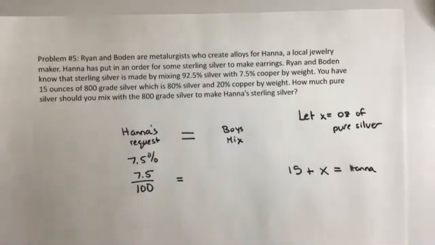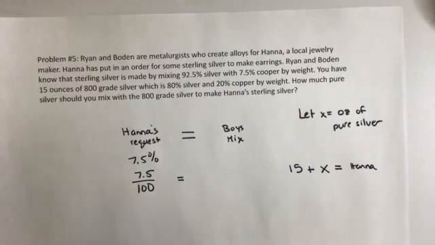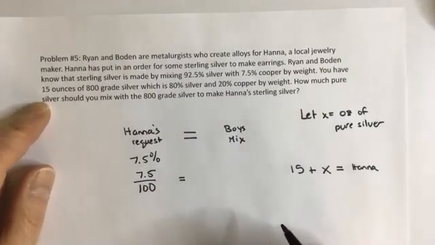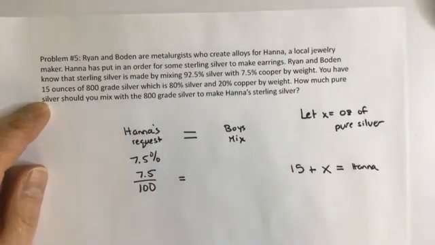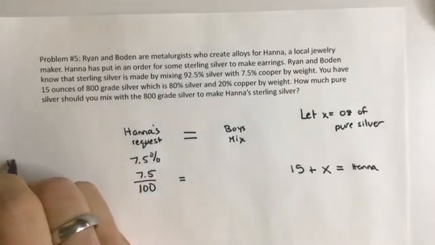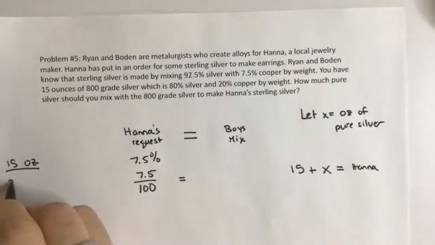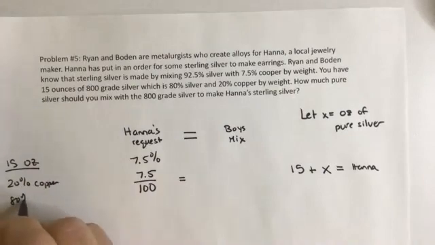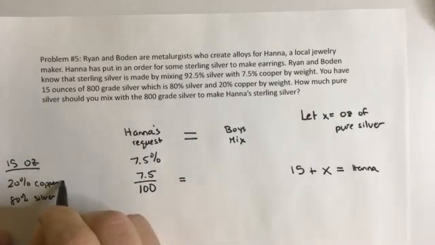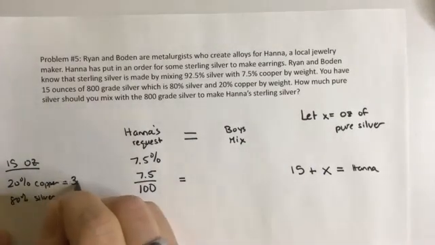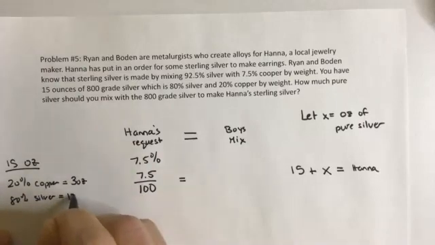All right, so now let's keep looking at this. We got to figure out what's going on. All right, so right now, the boys have 15 ounces of 800 grade. So their 15 ounces is 20% copper and 80% silver. Since we're looking at ounces here, why don't we figure this out? 20% of 15 is 3 ounces of copper, and then that would be 12 ounces of silver.